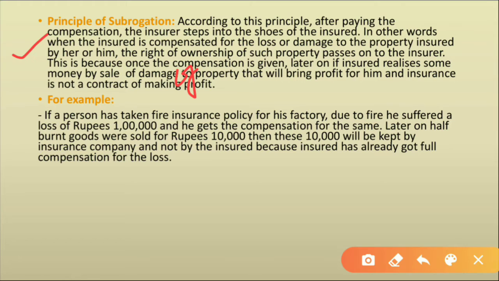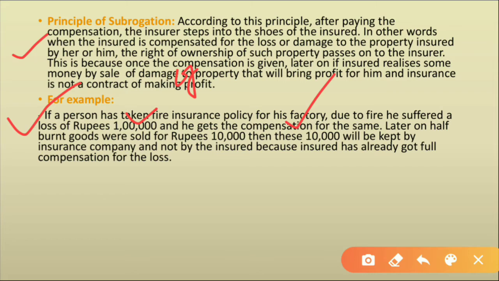See, the principle of subrogation, what does this say? See the explanation, see the example, you will understand this. If a person has taken a fire insurance policy for his factory, and due to fire he suffered a loss of rupees 1 lakh. For example, students, a person has taken a fire insurance policy for his factory, and he has suffered a loss of 1 lakh rupees, and he gets the compensation for the same, meaning the insurance company has compensated him.